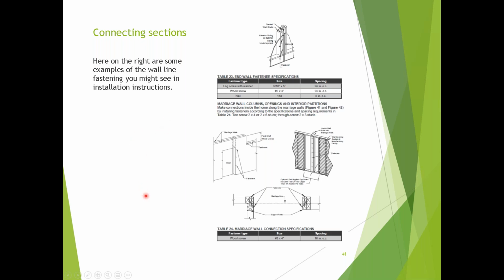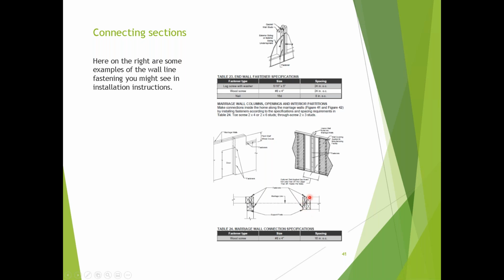You got to connect the walls. Here shows the inside, how around doorways and large openings, you screw the walls together. And there's the screw and the spacing. Here's an end wall, the gable ends of the house, where you fasten them together. There's always some kind of diagram in everybody's installation manual like this. This is marriage wall connections, how to fasten at large openings.